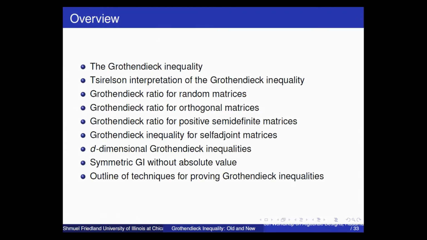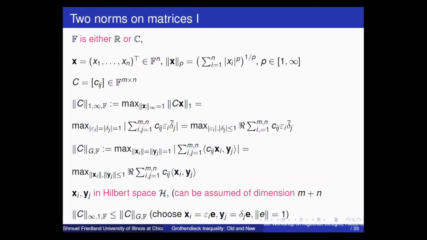Okay, so let's see. So this is the next part. First of all, just small remarks about the two norms that we are going to talk about. First of all, we assume that we are over real or complex numbers, and we assume that we have a column vector with m coordinates in the field F. And the P norm is this P norm, and P is between 1 and infinity.